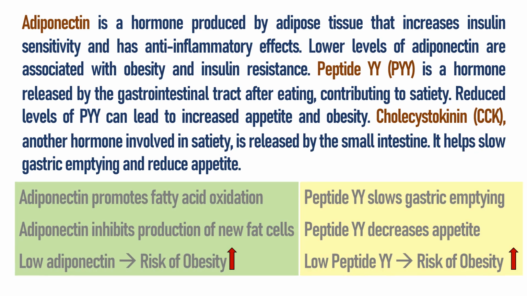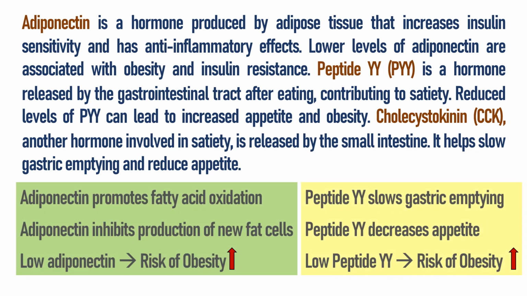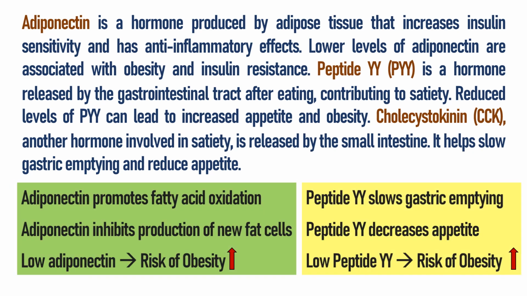Adiponectin is a hormone produced by adipose tissue that increases insulin sensitivity and has anti-inflammatory effects. Lower levels of adiponectin are associated with obesity and insulin resistance. Peptide Y2 is a hormone released by the gastrointestinal tract after eating, contributing to satiety. Reduced levels of peptide Y2 can lead to increased appetite and obesity. Cholecystokinin, another hormone involved in satiety, is released by the small intestine. It helps slow gastric emptying and reduce appetite.